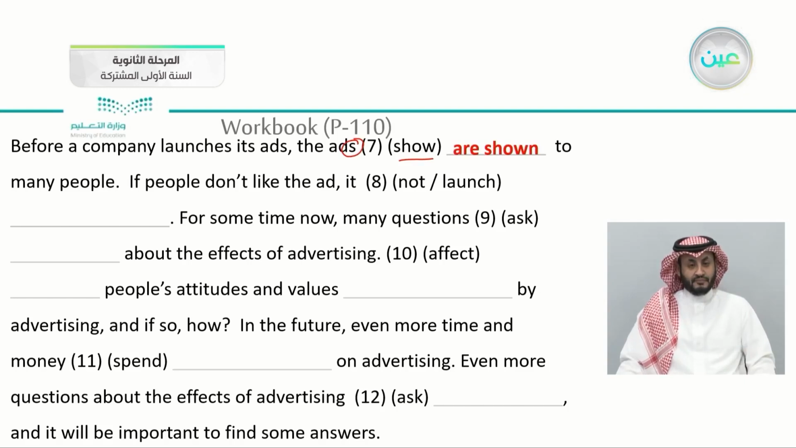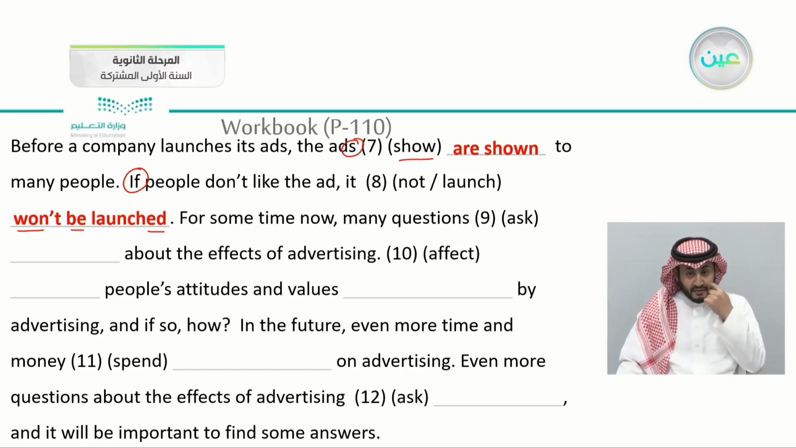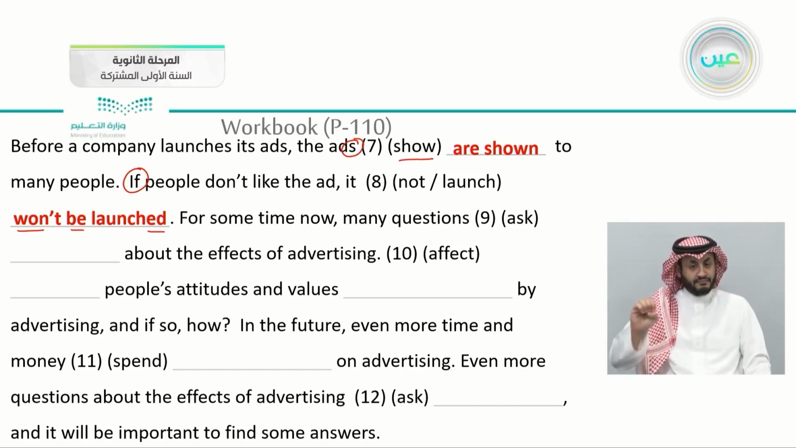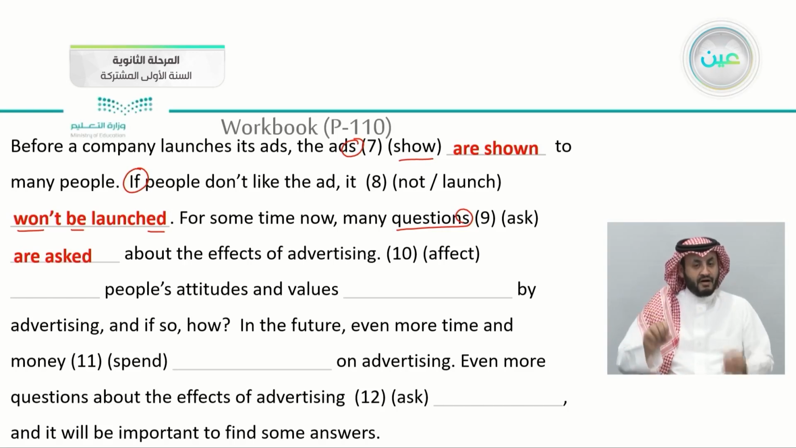If people don't like the ad, it's not launch. We will use the future in here because it is an if conditional type 1. So they won't be launched. Will not be, and verb number 3. Here we have verb number 3. For some time now, still speaking in the present, many questions, notice, not one question, many questions, present, are asked about the effect of advertising.